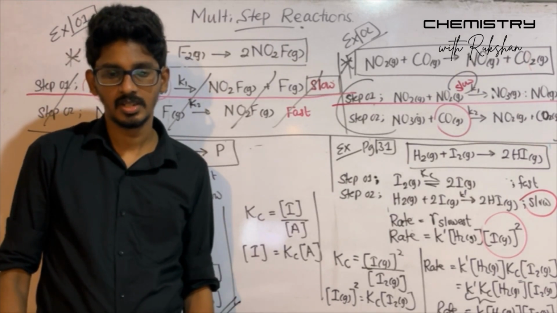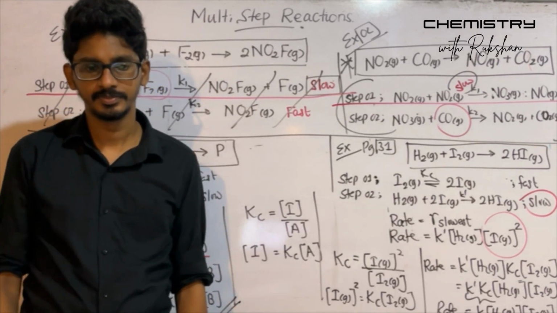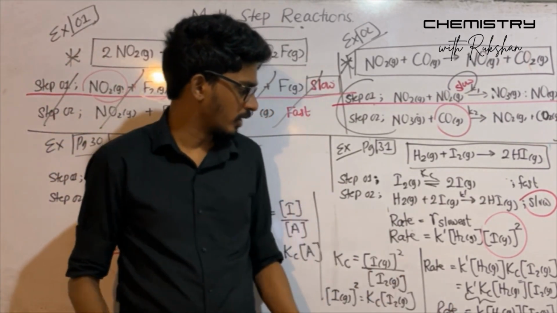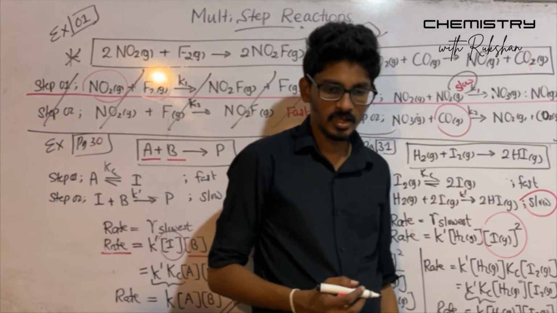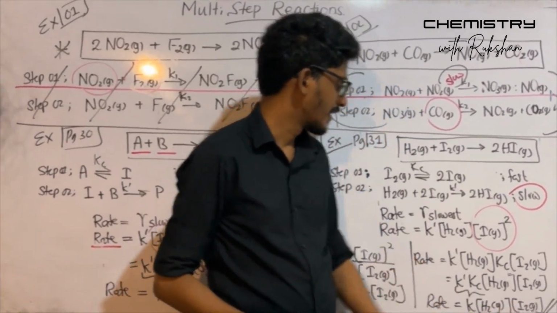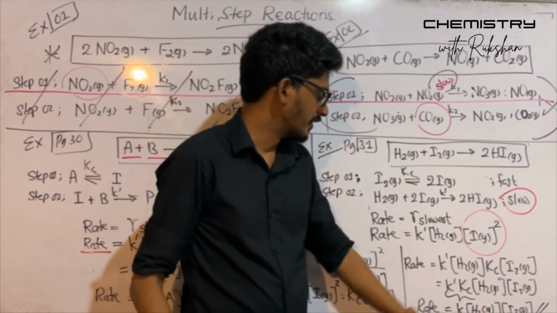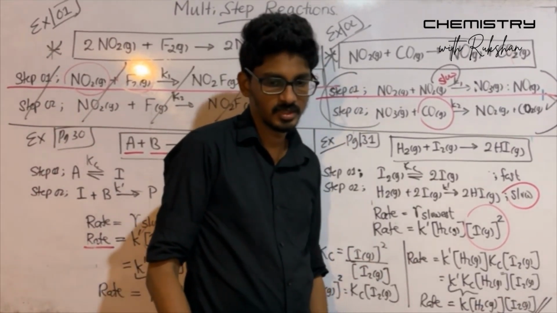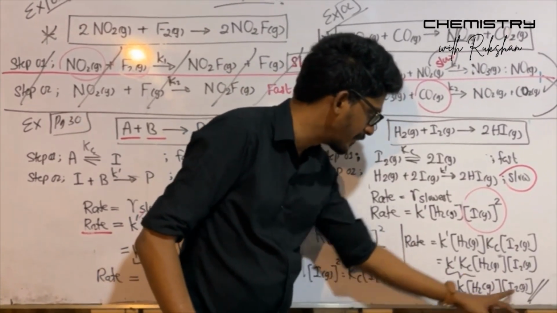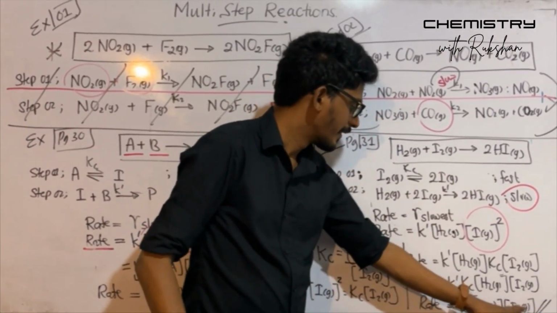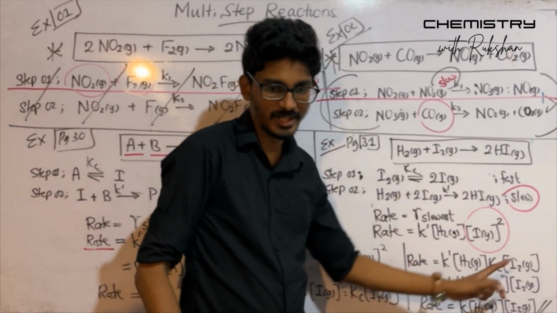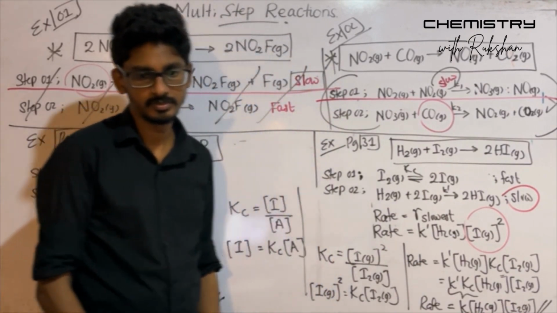Right? So you clearly see this rate expression is without any intermediates. All the terms appearing in the rate law are there on the reactant side of the overall equation. So that is acceptable.